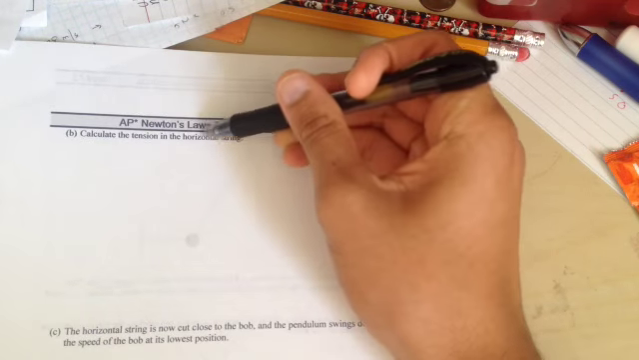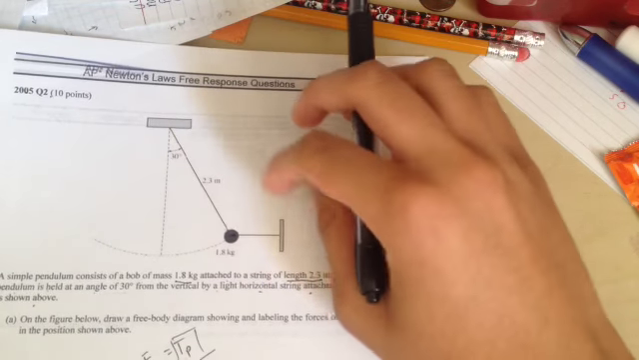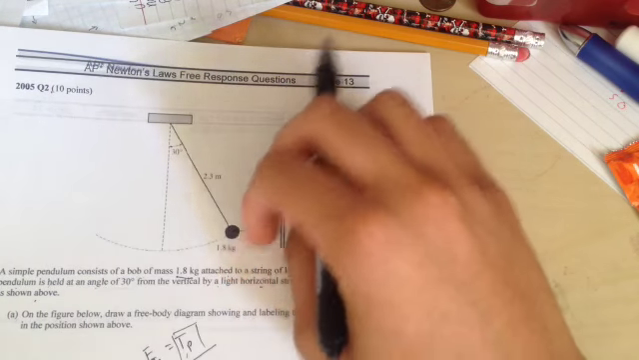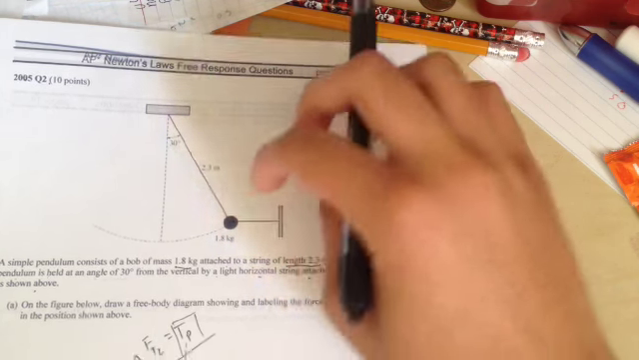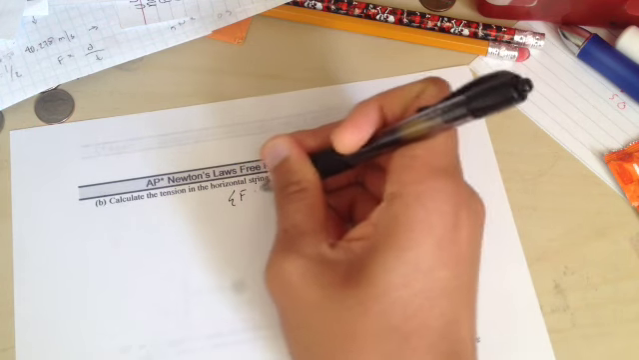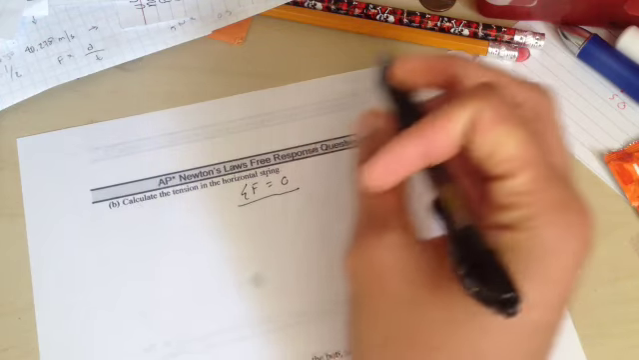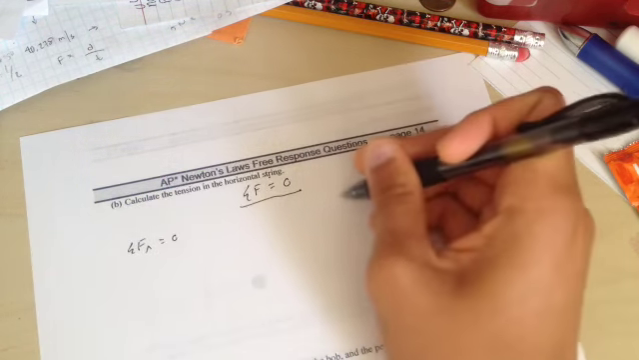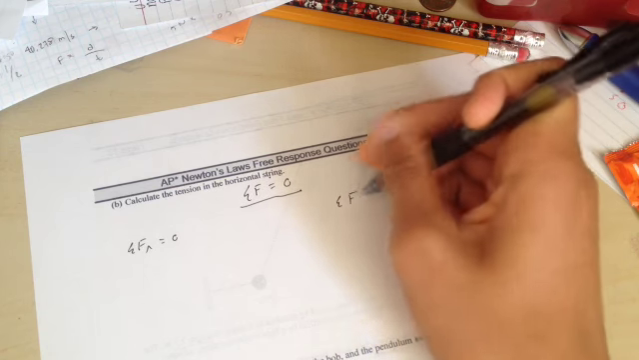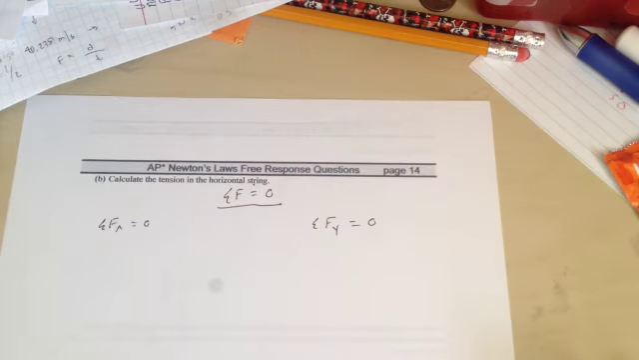Okay, so for part 2, it's asking us to calculate the tension of the horizontal string. Now we know that this object is in equilibrium because it doesn't say that it's moving anywhere, and this horizontal string is preventing this from being in a pendulum motion. So since this object is in equilibrium, the net force is equal to 0. That means we can split this up into components: F net in the x direction is equal to 0, and F net in the y direction is equal to 0 as well.